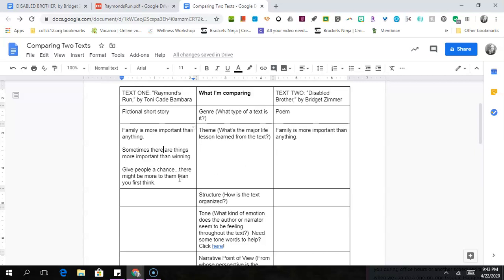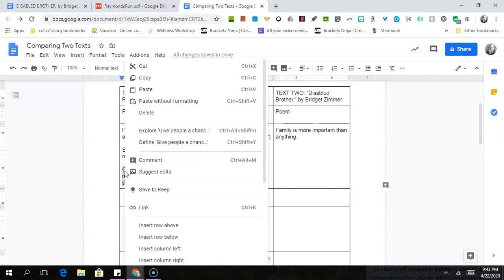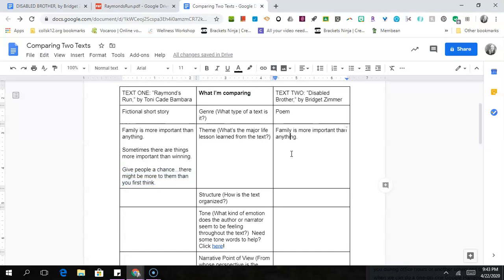Give people a chance. There might be more to them than you first think. I definitely think that's one here because the writer of the poem is kind of arguing that people don't see her brother for who he really is. So we could put that one too.